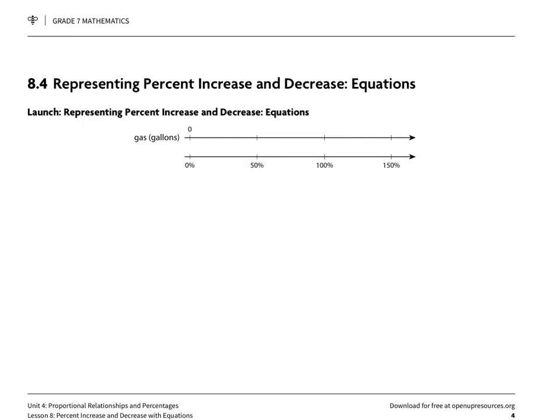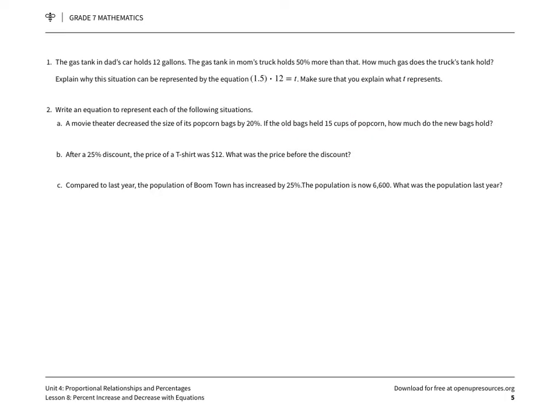We're going to flash back in this activity to the question we had in the last lesson. Dad's was 12. That 12 divided into equal increments meant 50% would be 6 and 6, and if we add another 6, that would be 150%, or 18 gallons. I believe the question is about the gas tank in Dad's car holds 12 gallons. The gas tank in Mom's truck holds 50% more than that. How much does this gas tank hold? And we talked about this.